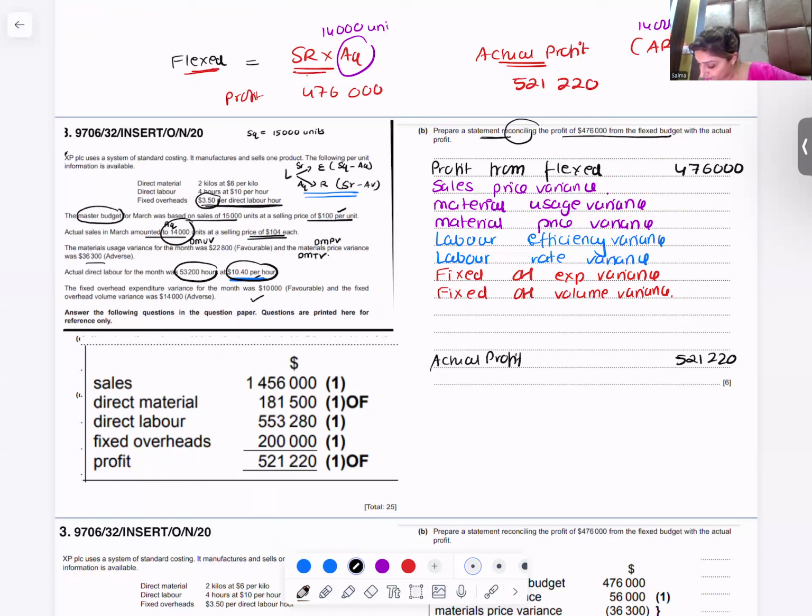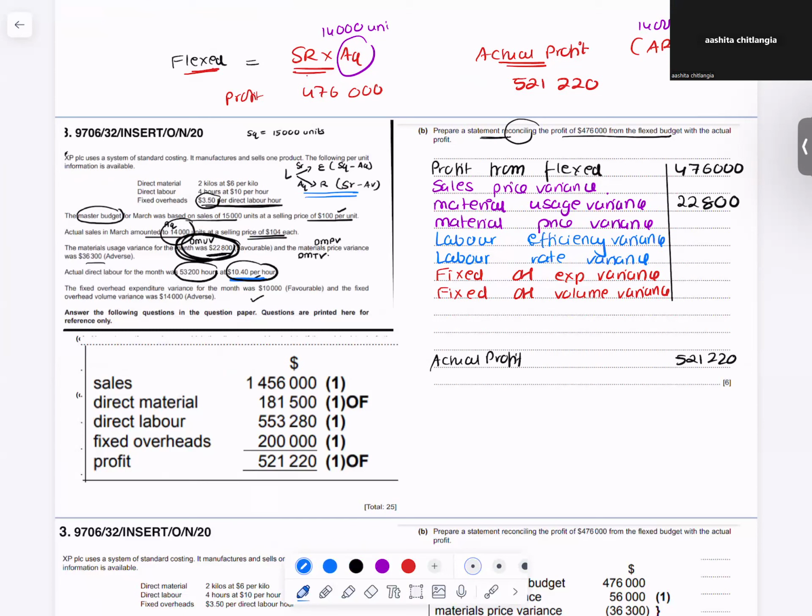First, I will write whatever I know. Material usage variance is how much? 22,800, favorable. And the material price variance is 36,300; this will be in brackets. Fixed overhead expenditure variance is given to you directly, 10,000. And fixed overhead volume variance is also given directly, 14,000.